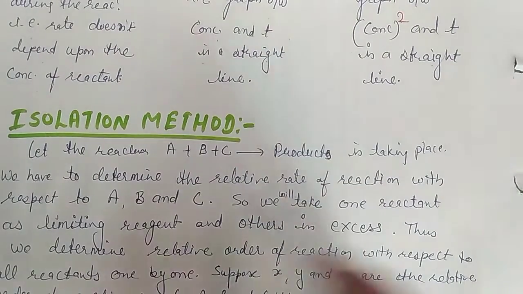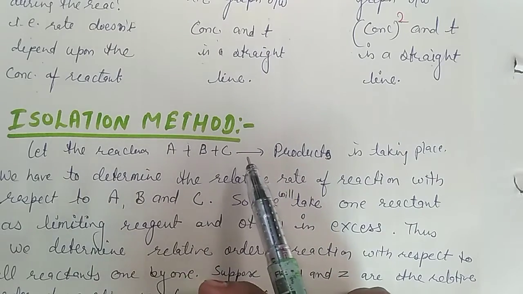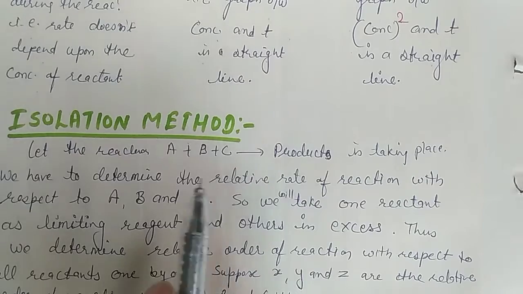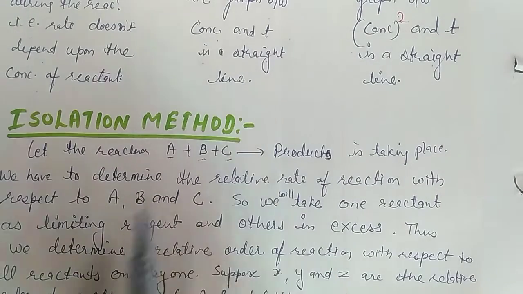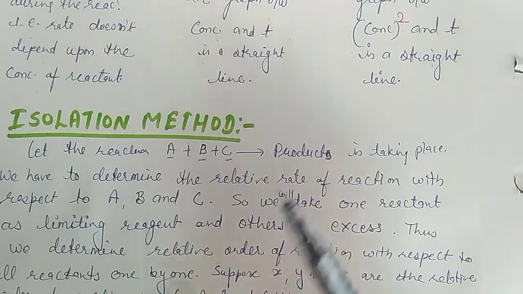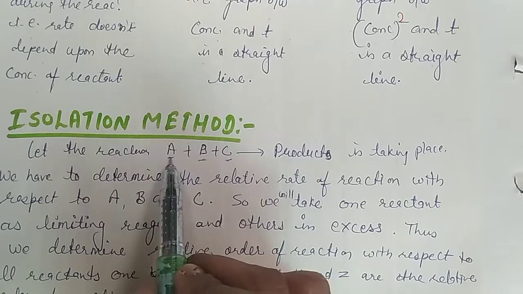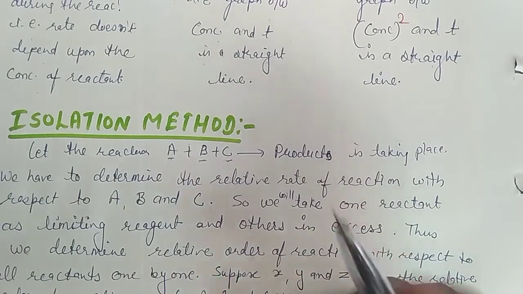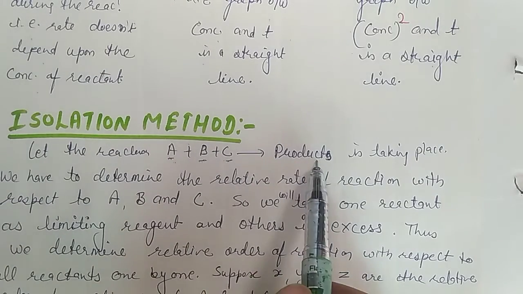The second method is the isolation method. In this method, just like we are taking the example of reaction A plus B plus C gives product. First of all, we will determine the order of reaction with respect to the individual reactants. Then we sum the orders of the reaction with respect to the reactants, and the overall order of reaction will be obtained.